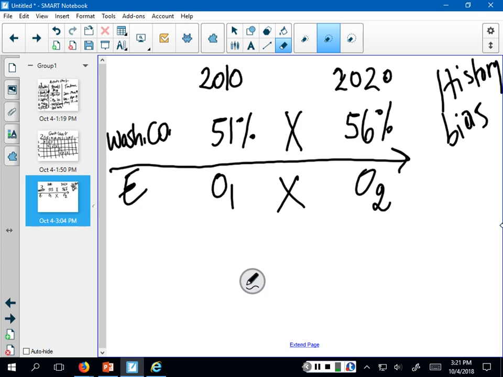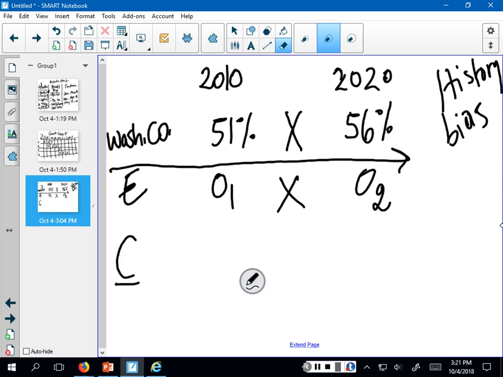A comparison group, we use the letter C with a little line under it to represent a comparison group. So if our experimental group is Washington County, what would be an appropriate comparison group?